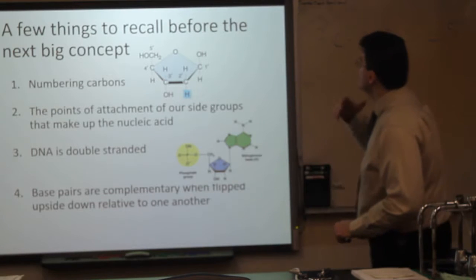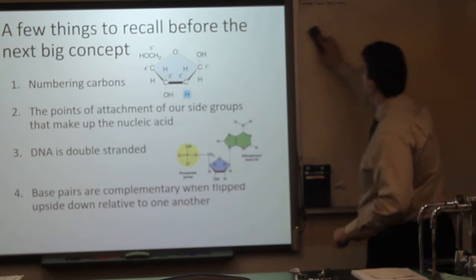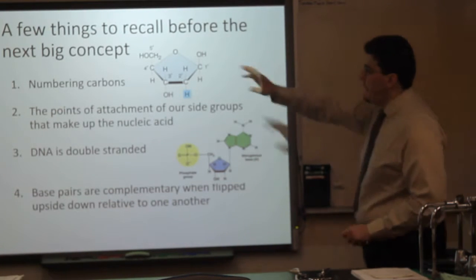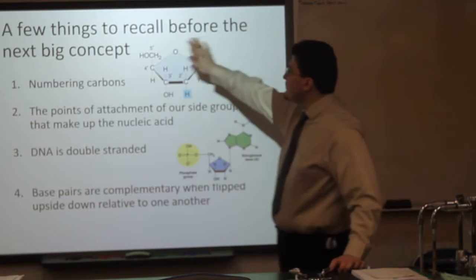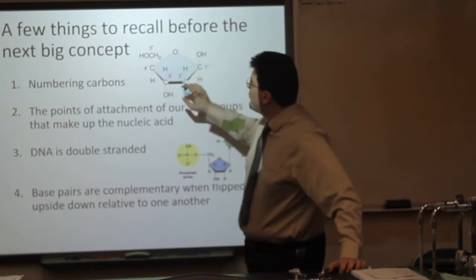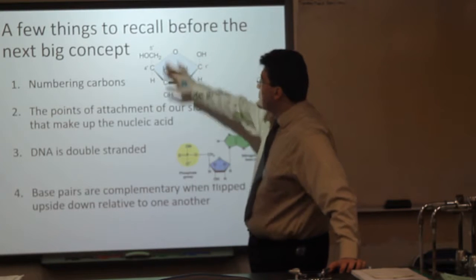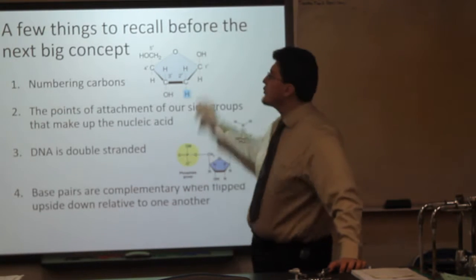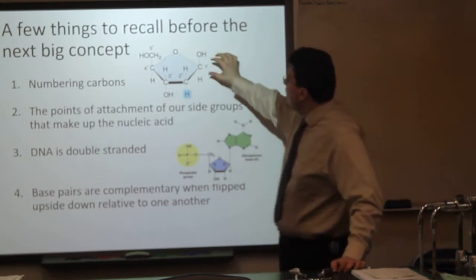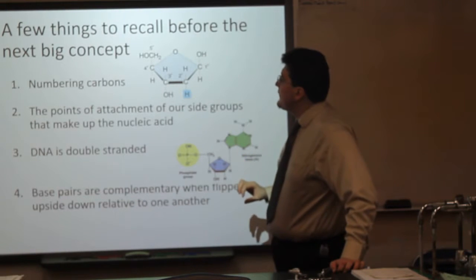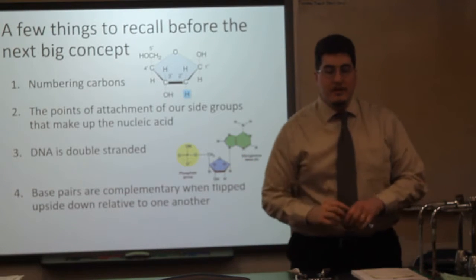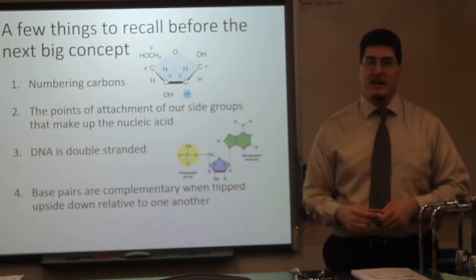Now, let's recall a few things before we continue. Numbering carbons. The most interesting group, our ether group, our 1,4 ether linkage in our deoxyribose sugar right here. This is our 1' carbon. It's prime because there are other carbon-containing compounds.